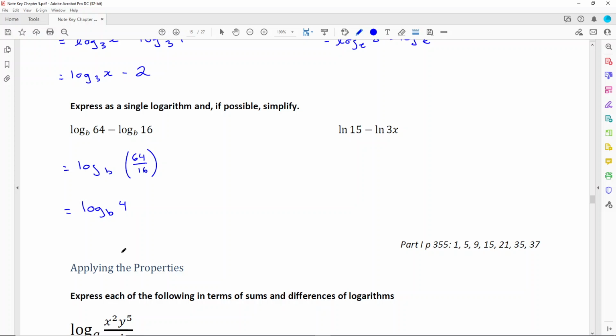Pause the video, give the next one a go, answer as simplified as you can. Okay, so for this one, you'd have the ln of 15 over 3x. And then to simplify this, you have 15 over 3, which is 5 over x.